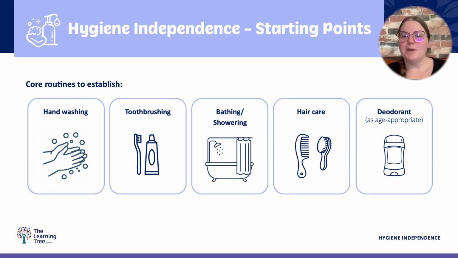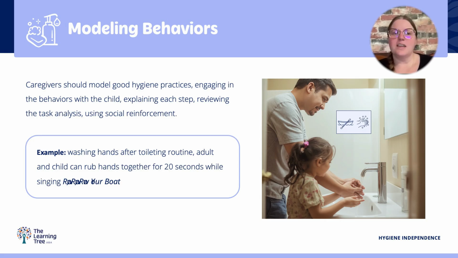All right, and then for hygiene independence, we have some starting points. These are examples of some core routines that we want to establish. We want to practice hand washing, toothbrushing, bathing and showering, hair care, and then when it is age appropriate, deodorant use. Hygiene is a great skill for modeling behaviors. Caregivers should model good hygiene practices, engaging in the behavior with the child, explaining each step, reviewing the task analysis, and using social reinforcement.